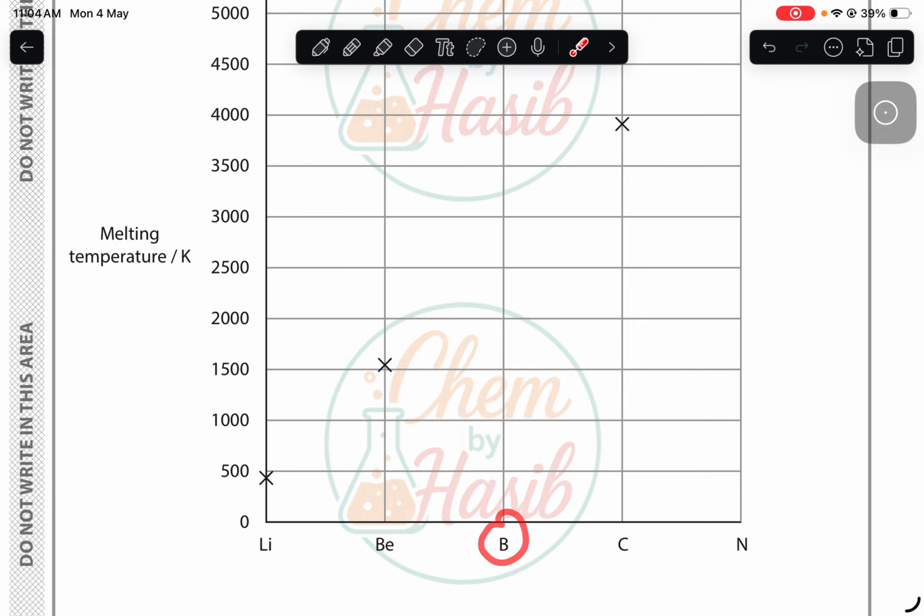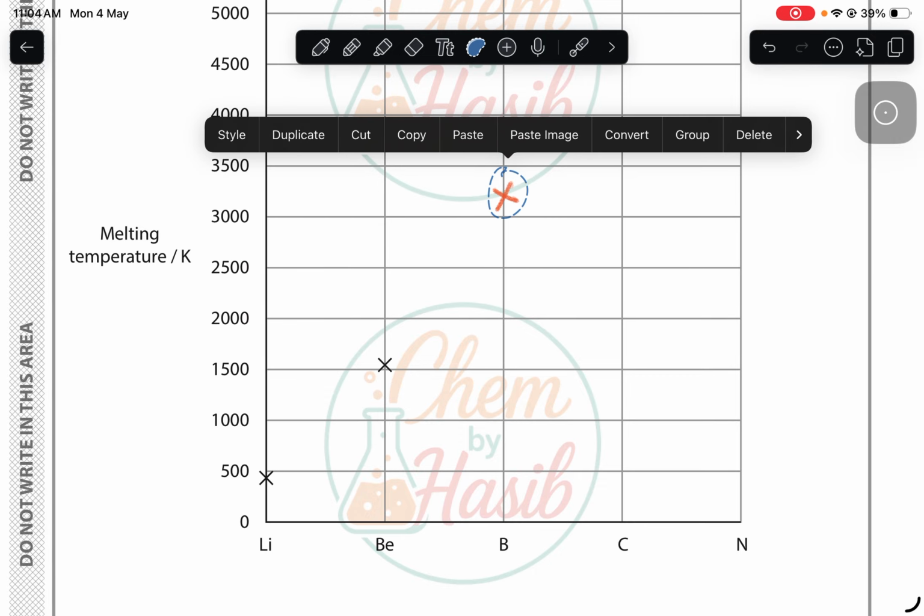So the melting temperature of boron will be somewhere between beryllium and carbon. Boron will have a higher melting temperature than beryllium, because boron is also giant covalent, right? So in case of boron, the melting temperature will be somewhere around here, maybe. It has to be greater than beryllium and less than carbon. You should ensure that. So this melting temperature can be anywhere here. It doesn't really matter. All right.